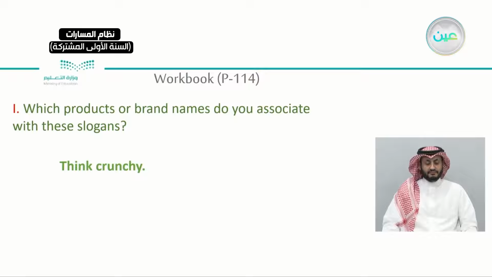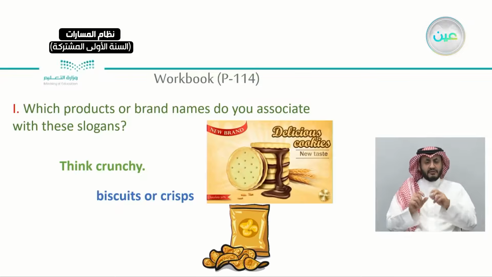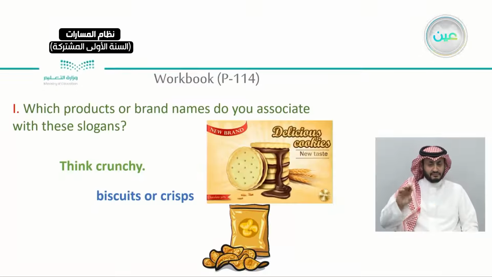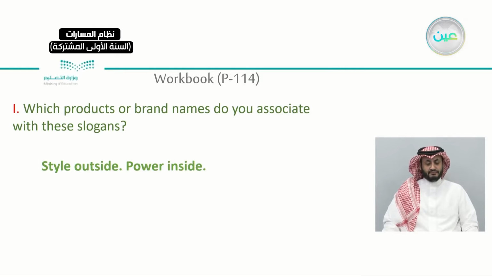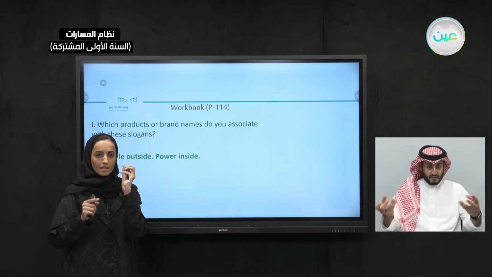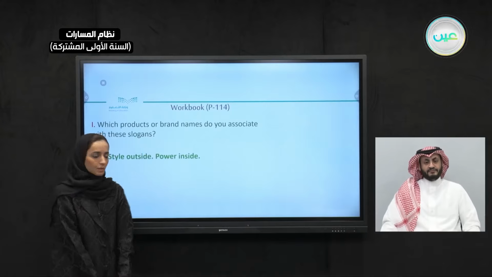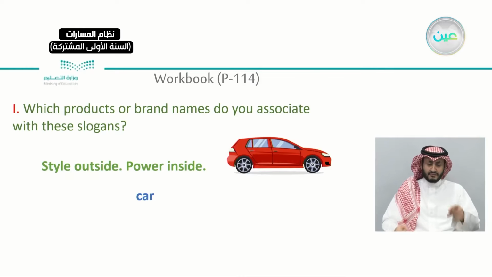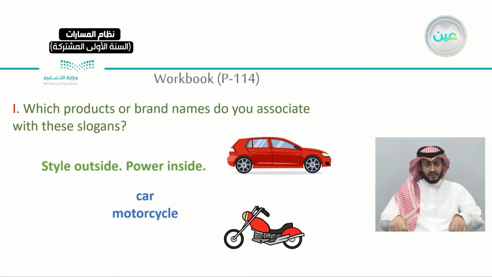Think crunchy, crispy. What is it? For me, I would think about biscuits or crisps. Maybe a biscuit, or cookies, or it could be crisps or chips, something that is crunchy. How about style outside, power inside? Something that looks good and powerful by itself. It could be a car. It could be as well a motorcycle. A car or a motorcycle. Anything that looks good and is powerful.